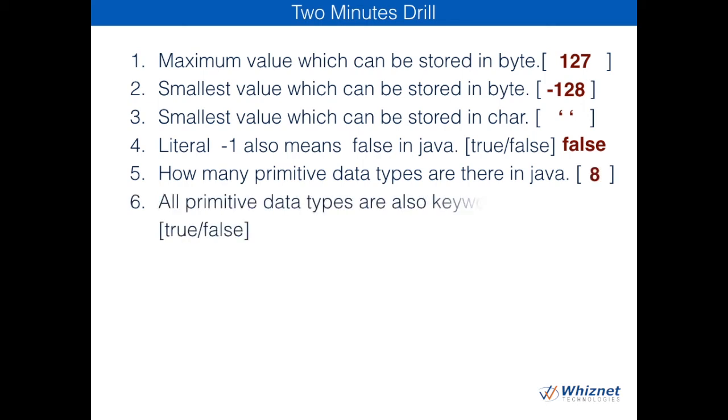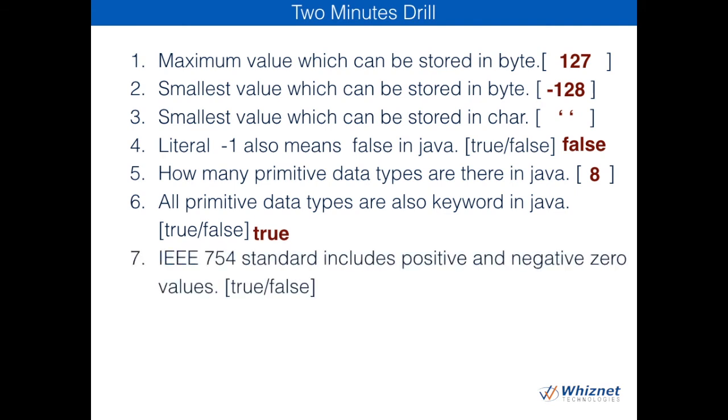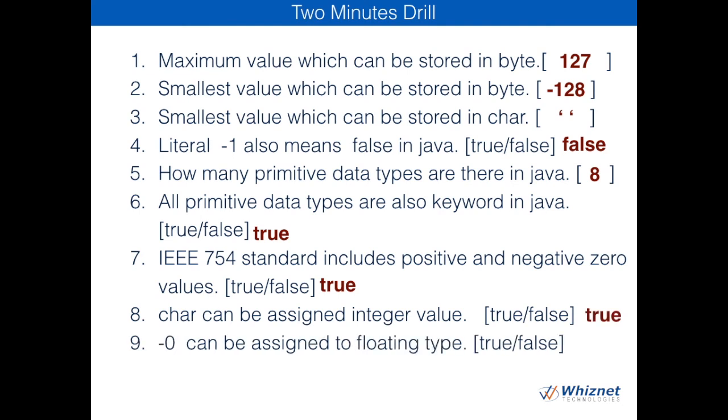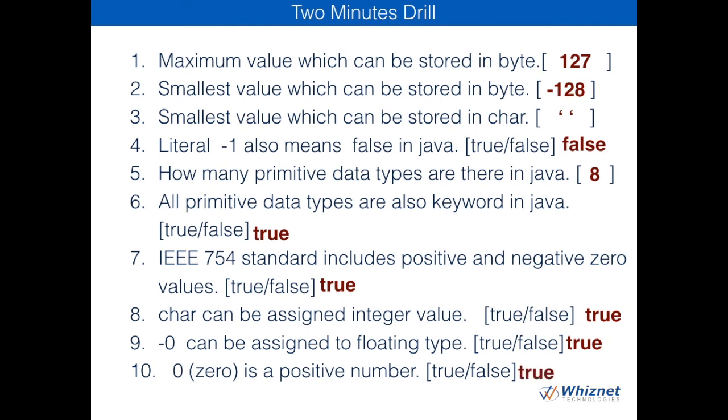8. All primitive data types are also keyword in Java. True. IEEE 754 standard includes positive and negative zero values. True. Char can be assigned integer value. True. Minus 0 can be assigned to floating type. True. 0 is a positive number. True.